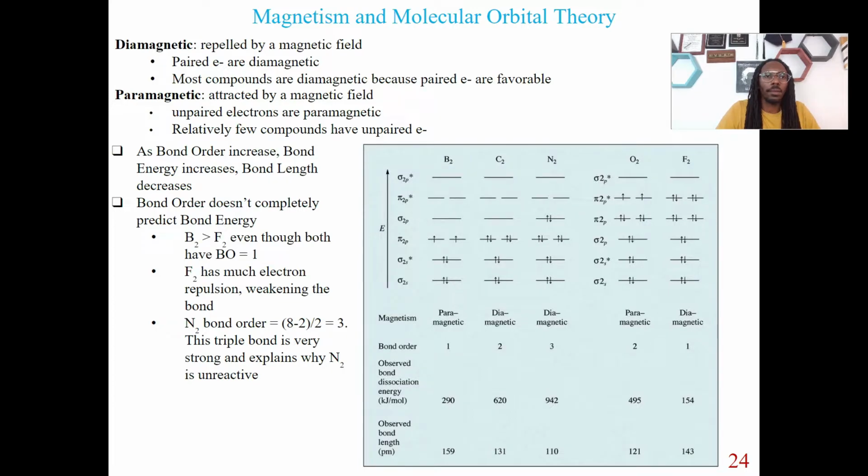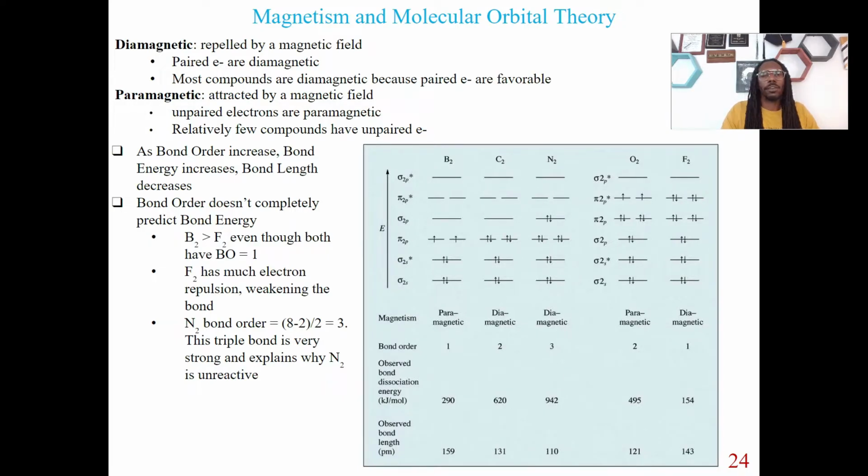But we also have paramagnetic, all right? So this is when you're going to be attracted by a magnetic field. So we're really going to see this when we have unpaired electrons, right? And, like I mentioned before, these are very rare. It's not that many compounds that are actually paramagnetic.